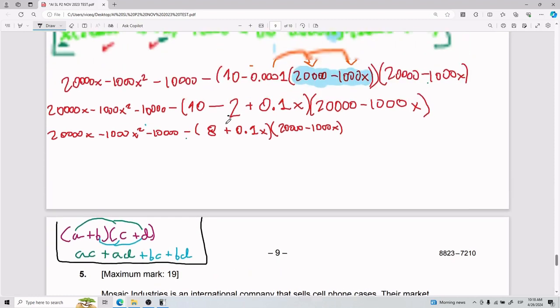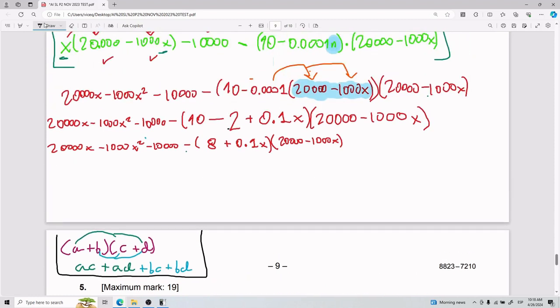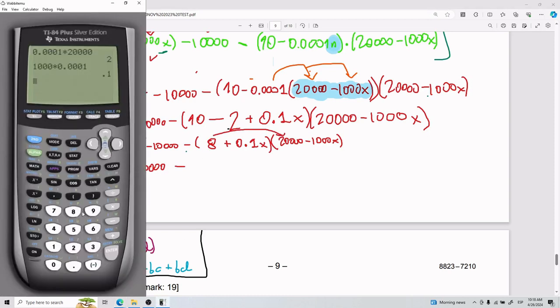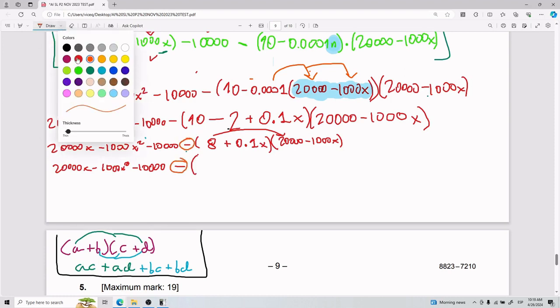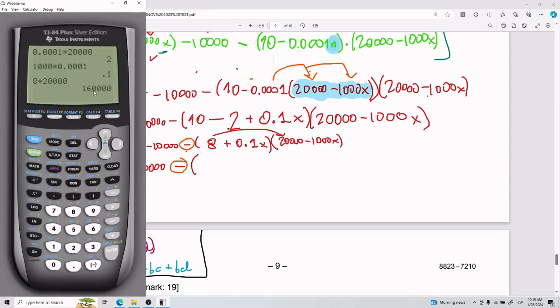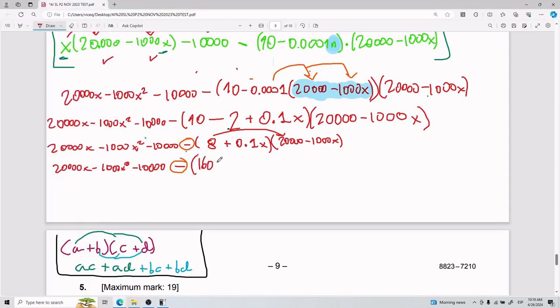Okay. So from here, everything on the left stays the same. So I'm going to rewrite it one more time. So 20,000x minus 1,000x squared minus 10,000. And then here you're going to have this 8 times this. So it's going to be 8 times this 20,000. So it's going to be, well, there's a minus right outside, right? So I'm going to keep that alive for now. So this negative is going to stay. So I end up with positive 160,000. And then this times this gives you negative 8,000x.